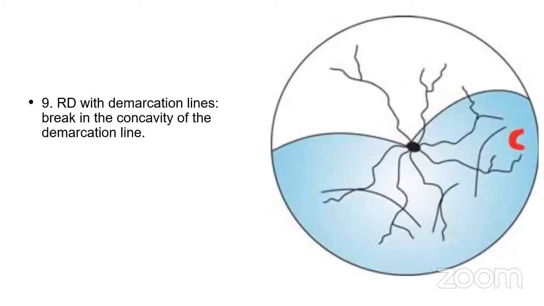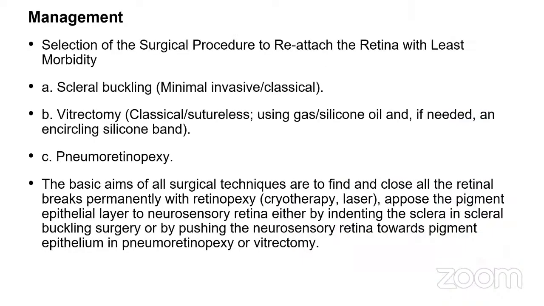So if RD is having this demarcation line, the break might be present in the concavity of the demarcation line. Coming to management, the selection of surgical procedure is to reattach the retina with least morbidity. So scleral buckling is done. It is minimally invasive and classical surgery.